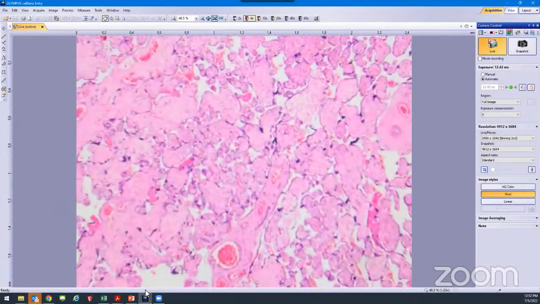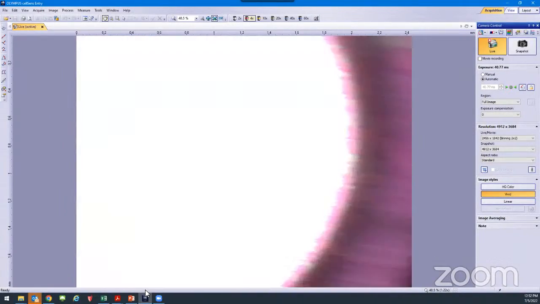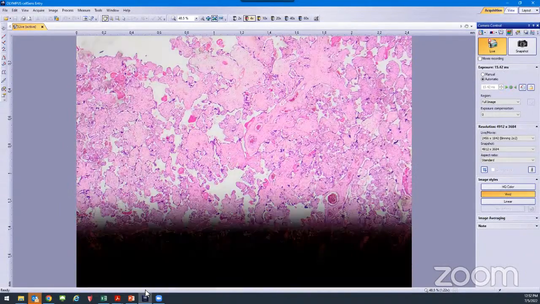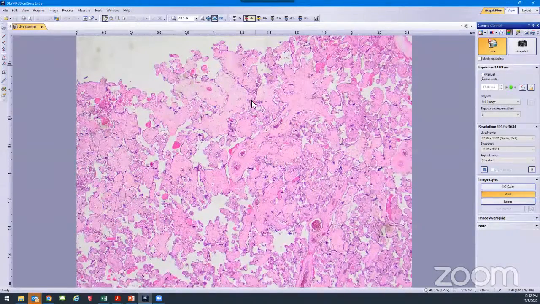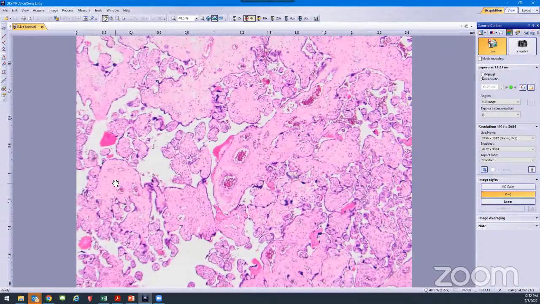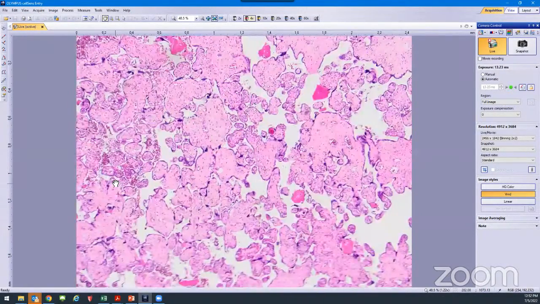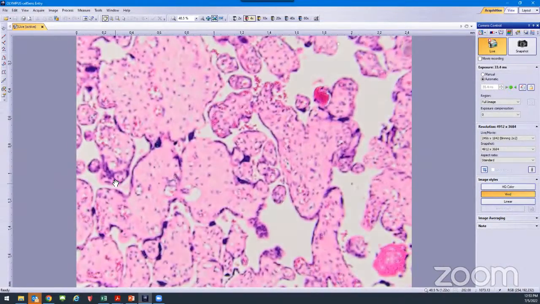And what I wanted to show you here were areas like this one. You see you have these foci where the villi are large. You have centrally placed capillaries. You have some thinning of the syncytial trophoblast layer. These are the changes that you see in delayed villus maturation. And you have this increase in the villus stroma. So here's a nice little area here.